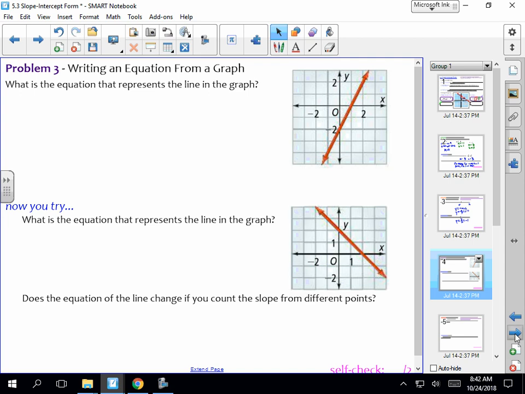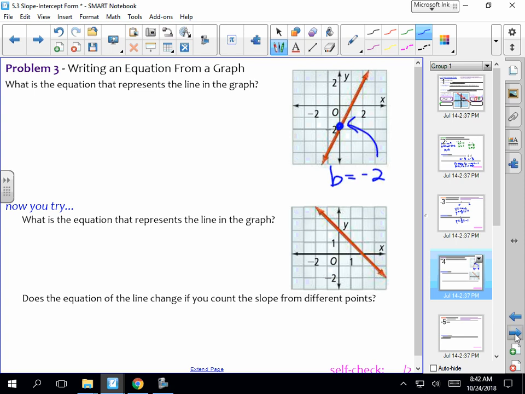Write an equation from a graph. It says, what is the equation that represents the line in the graph? So this is like my first example I did like that. We've got to find b. The b here is right here. So we could say b equals negative 2. It's right on the graph.